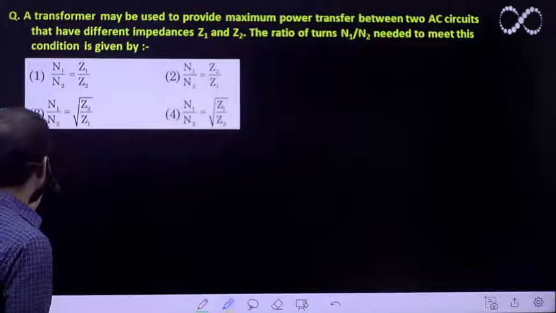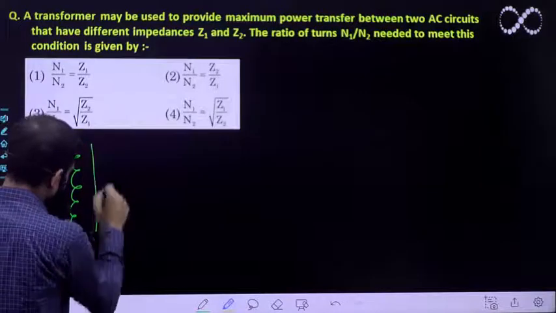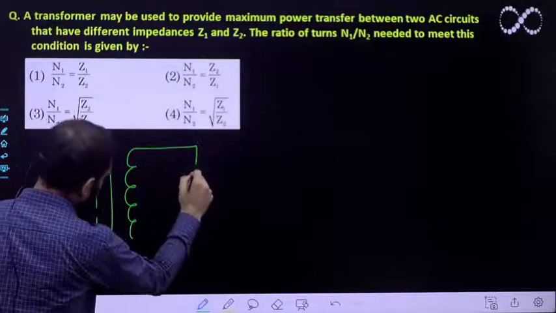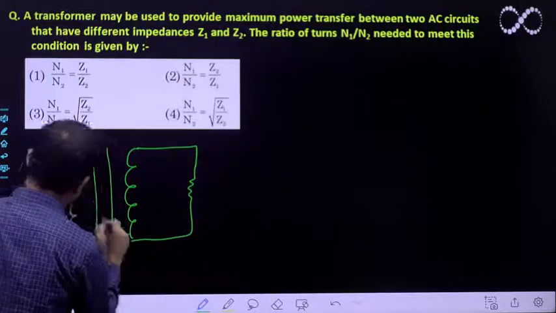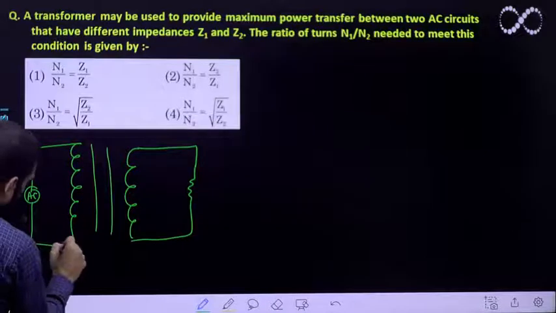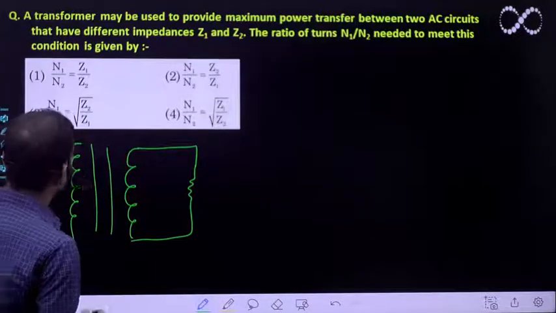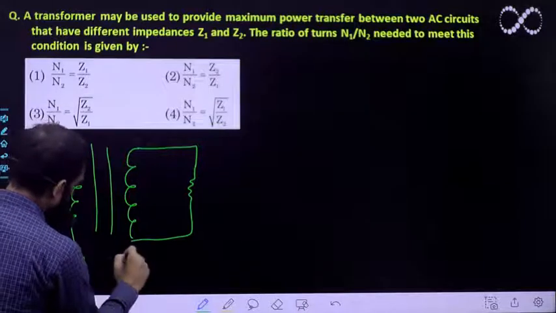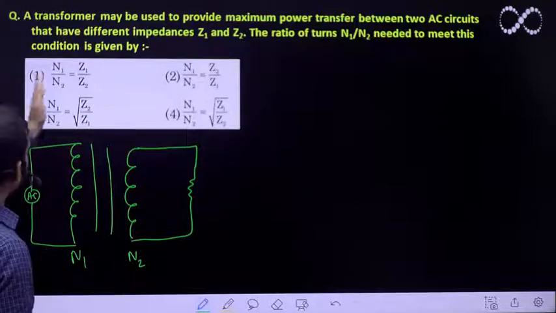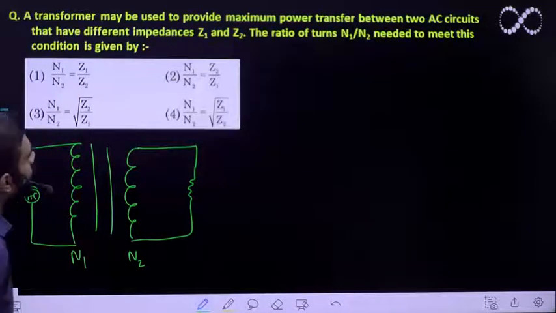So let us make the transformer here. The transformer will be something like this. These two are the circuits. Here this will be the AC source. So this is the primary circuit and this is the secondary circuit. It is asking for N1 upon N2, so this is N1 here and this can be taken as N2. Out of these four options you have to write the answer here.